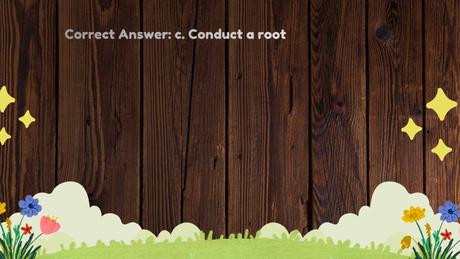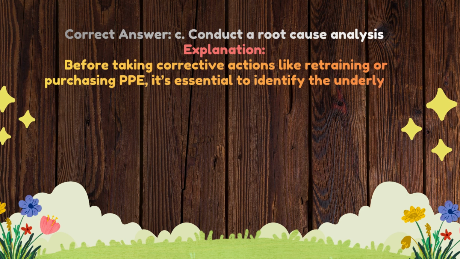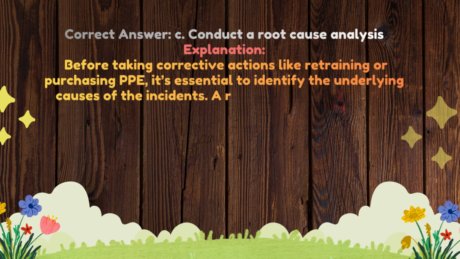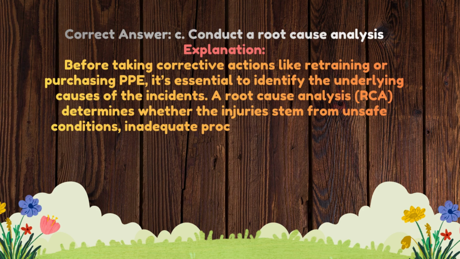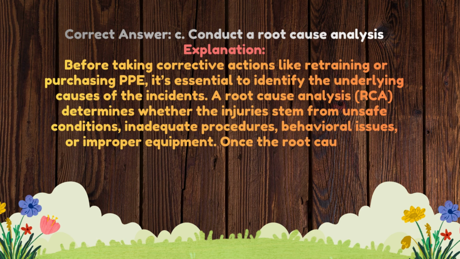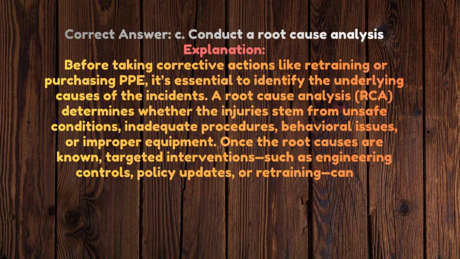Correct answer, C. Conduct a root cause analysis. Explanation: Before taking corrective actions like retraining or purchasing PPE, it's essential to identify the underlying causes of the incidents. A root cause analysis, RCA, determines whether the injuries stem from unsafe conditions, inadequate procedures, behavioral issues, or improper equipment. Once the root causes are known, targeted interventions, such as engineering controls, policy updates, or retraining, can be implemented effectively.